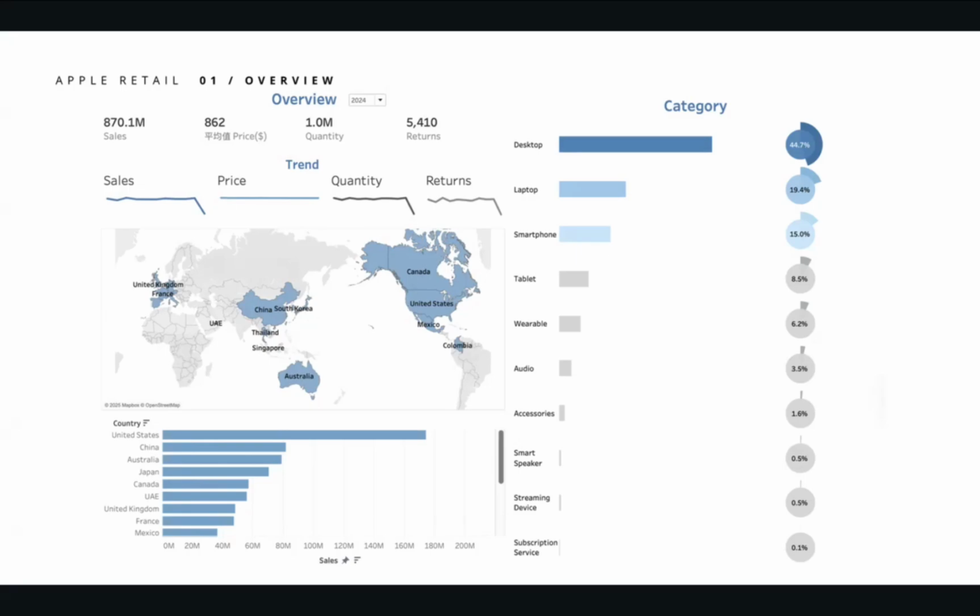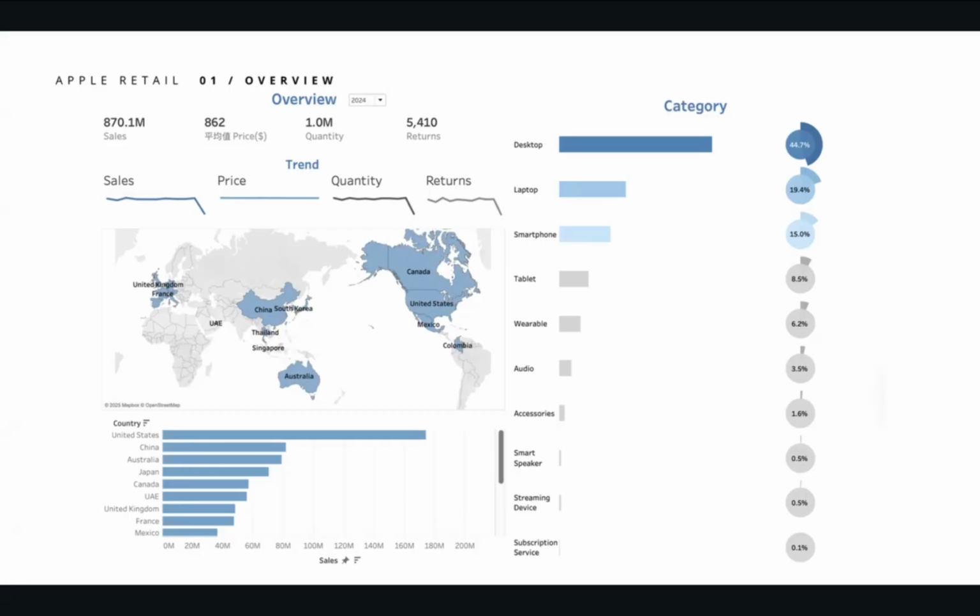From a product structure perspective, revenue is highly centered in a few core categories. Desktop and laptop products together account for a substantial share of total sales, while smartphone products also represent a meaningful portion. Smaller categories such as wearables and audio contribute less individually, indicating a long-tail product structure.